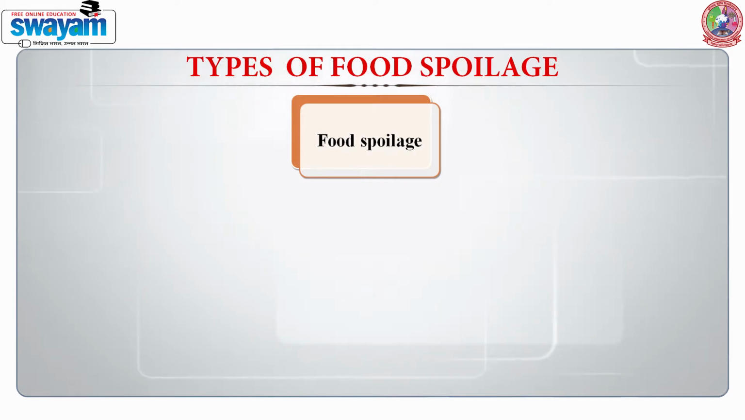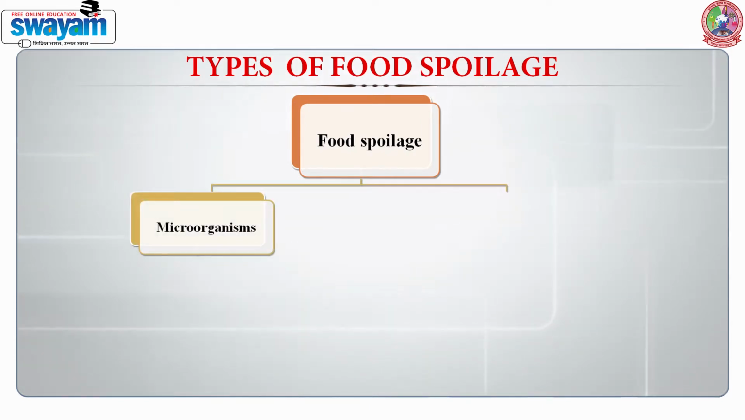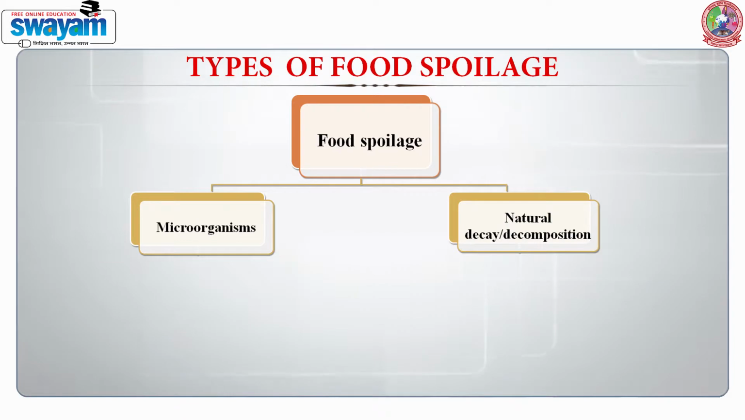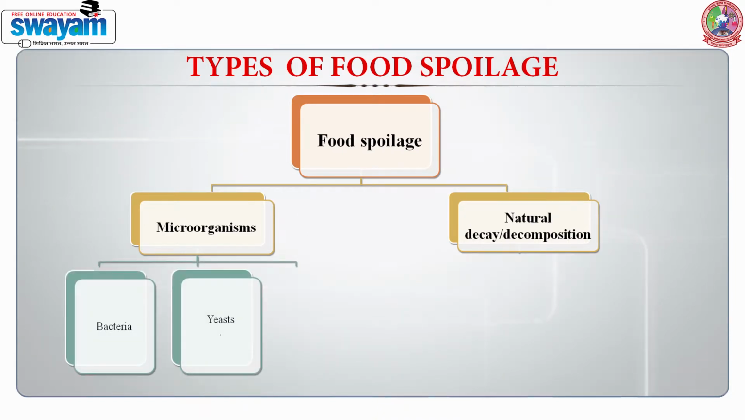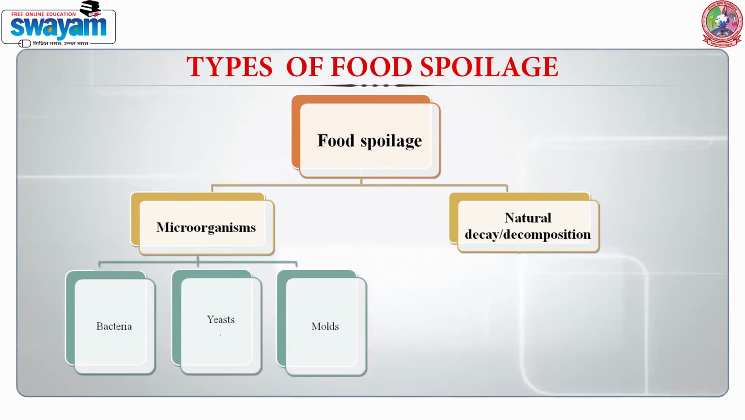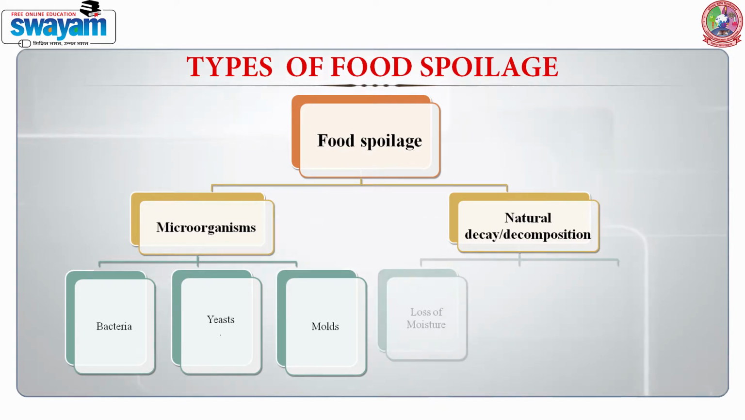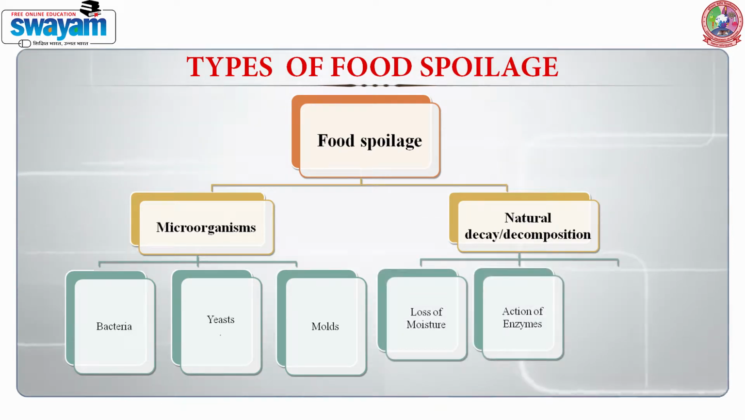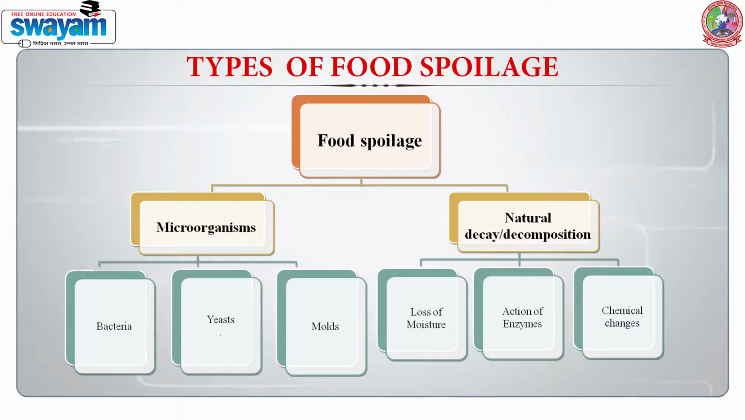Food spoilage is caused by microorganisms as well as natural decay and decomposition. When we talk about microorganisms, they can be of three types: bacteria, yeast and molds. Natural decay is due to loss of moisture, action of the enzymes which are inherently present in the food, and also due to chemical changes. The most important chemical change is auto-oxidation, that is the action of oxygen on various components of the food.